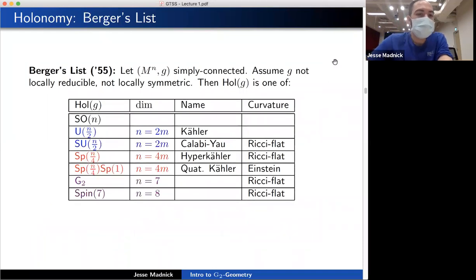Now, how should we think of this list? There are many different ways you can organize it. You might think based on Ricci flatness or the Einstein condition, but the way that I like to organize my thoughts is based on the normed division algebras. So in a certain sense, these two groups in the even dimensions correspond to the complex numbers, the next two correspond to the quaternions, and the last two correspond in a certain sense to the octonions.